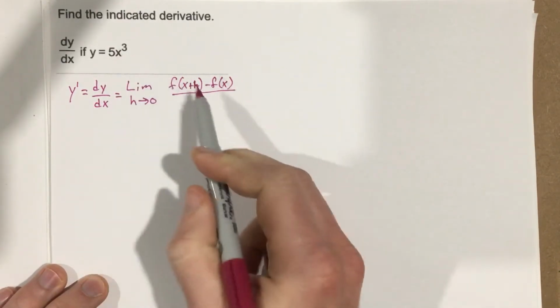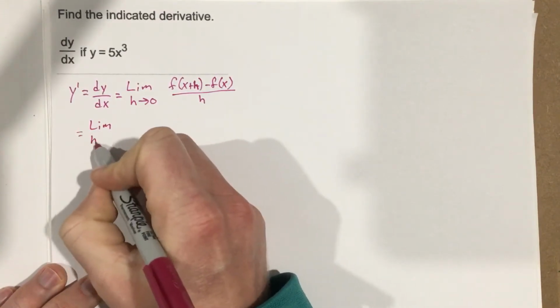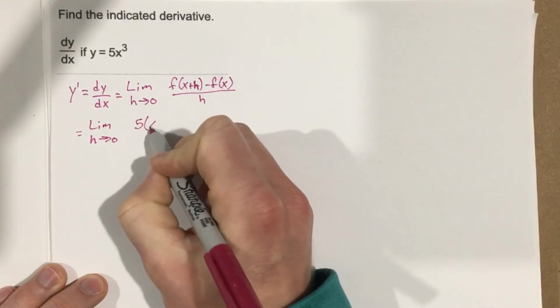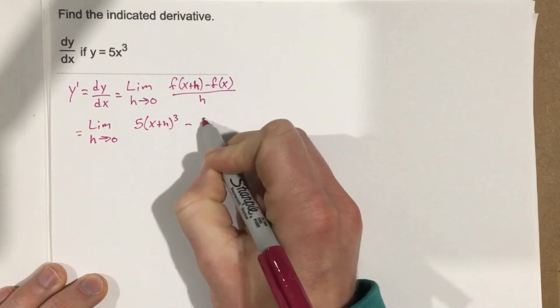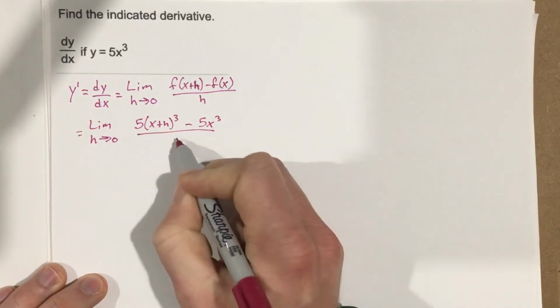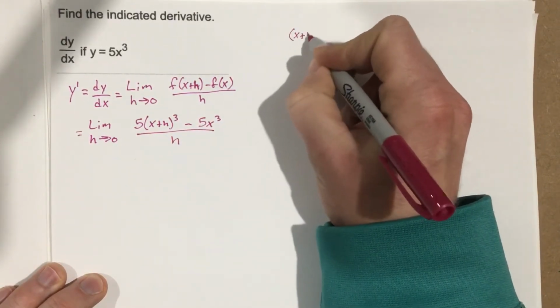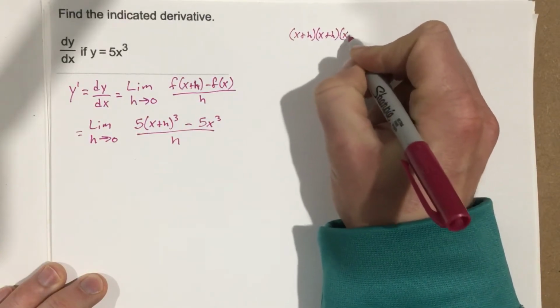We're going to take the function, plug in x plus h, so we end up with the limit as h approaches 0 of 5 times (x plus h) cubed minus 5x cubed, because that's the original function, over h. Now (x plus h) cubed, we need to multiply that out. That's going to be x plus h times x plus h times x plus h.